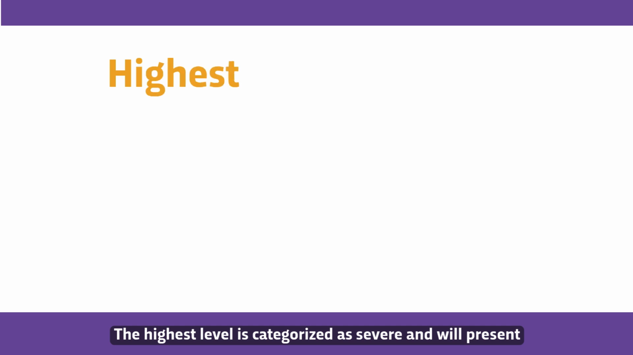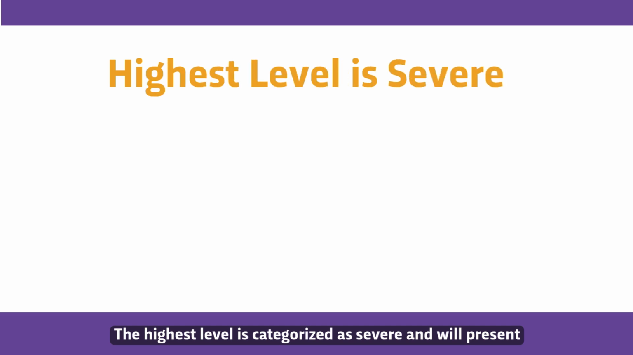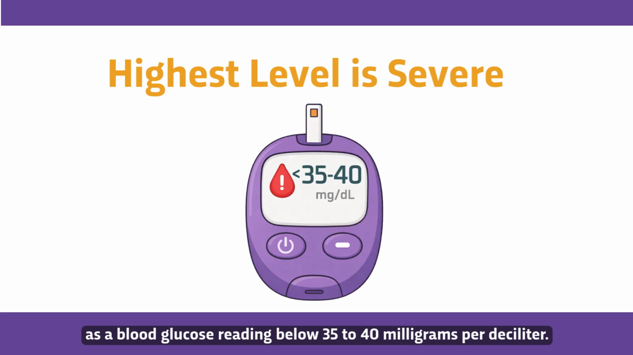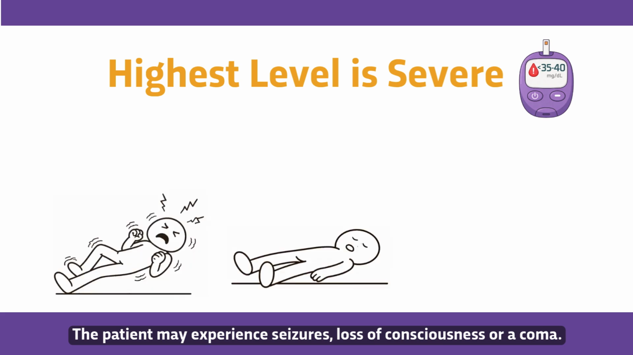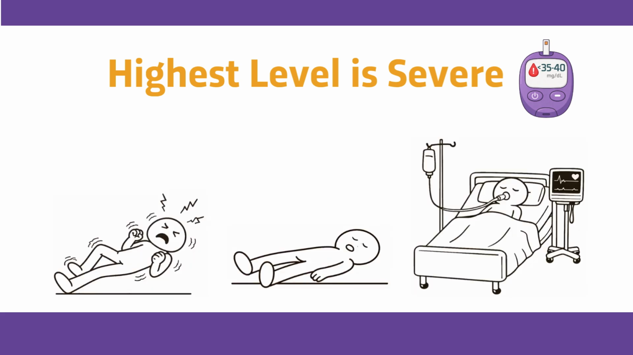The highest level is categorized as severe and will present as a blood glucose reading below 35 to 40 milligrams per deciliter. The patient may experience seizures, loss of consciousness, or a coma.